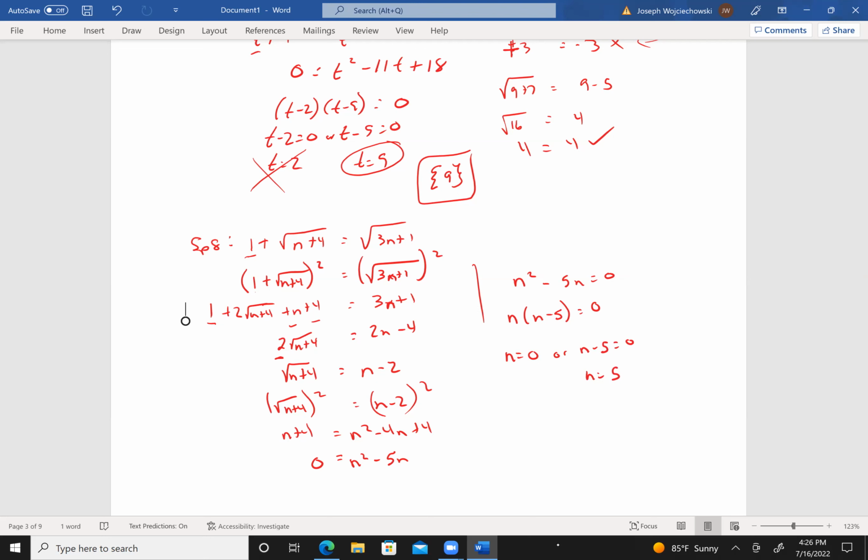So what happens when n is 0? I get 0 plus 4. Square root of 4 is 2 plus 1 is 3. Here I get 0 plus 1 is 1. So this is not a valid answer. Let's look at 5. Here I get 5 plus 4 is 9. The square root is 3. So I get 4. Here I have 3 times 5 is 15 plus 1 is 16. Square root of 16 is 4. So our solution set is 5.